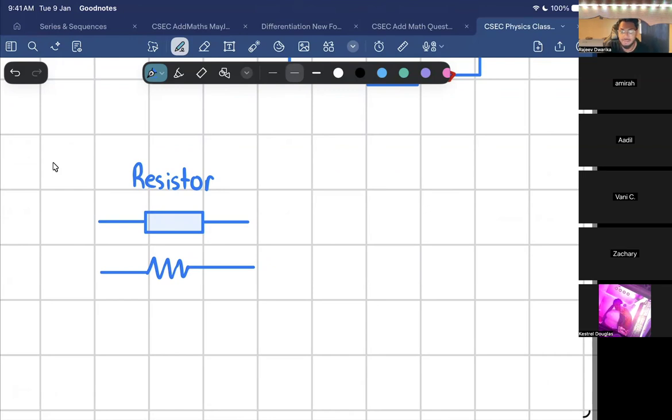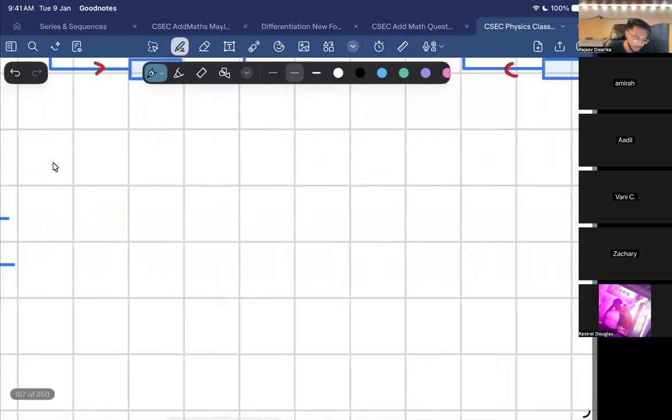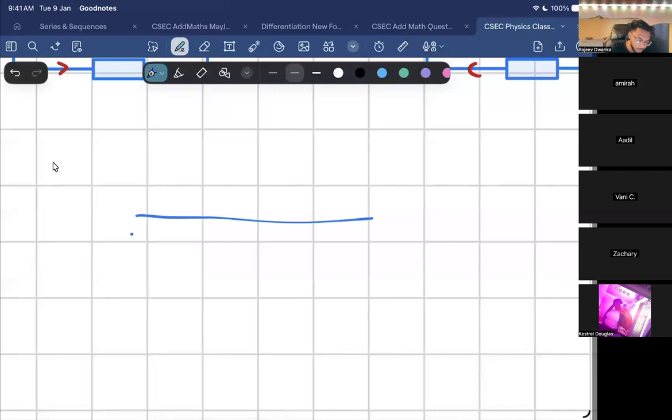So let me explain what I mean. Imagine you had a hose, right? And you connected it to a pipe. If you have a hose and you connect it to a pipe, what will flow through the hose? Water, right? And everybody understand?